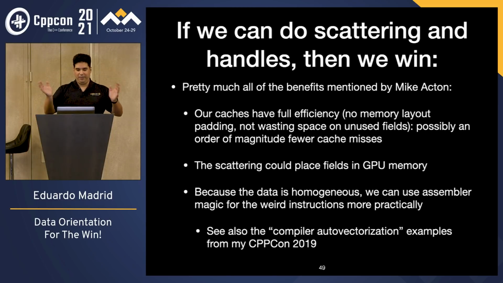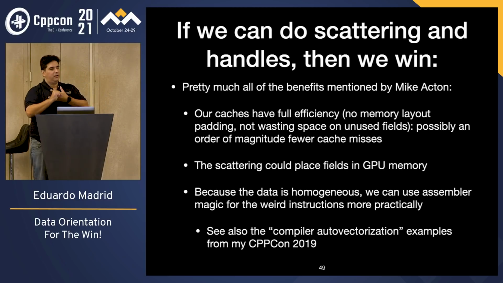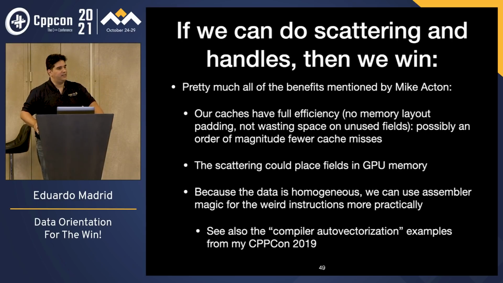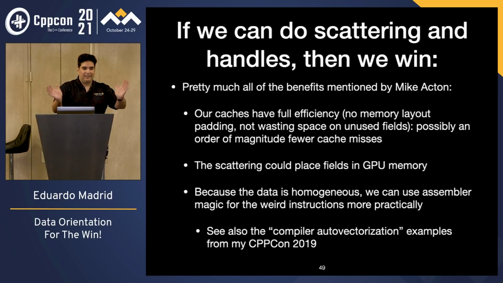Let's talk for a moment of what would be the consequences. We can use our caches at full efficiency. We could map memory to place the fields where they are going to be most useful to the executing engines. Because the data is homogeneous, we can use assembler magic for weird instructions more practically. There are considerations of auto-vectorization. You should go back to my presentation 2 years ago at CppCon for examples of how the compilers can do truly surprising things when the data is laid in a way which they like.